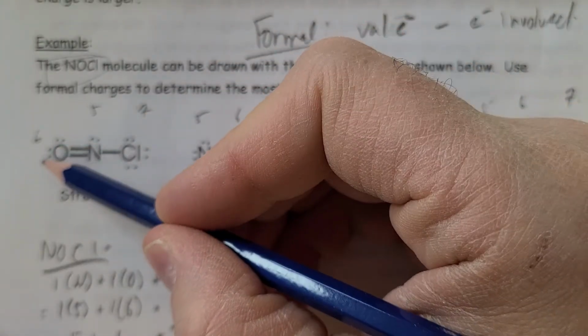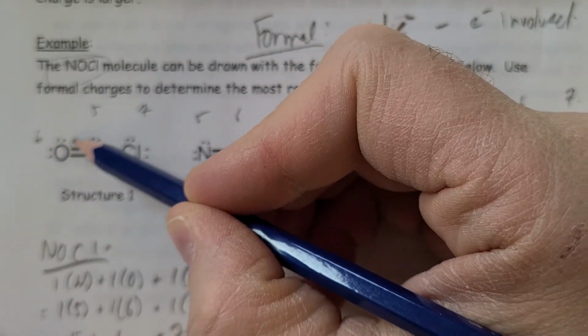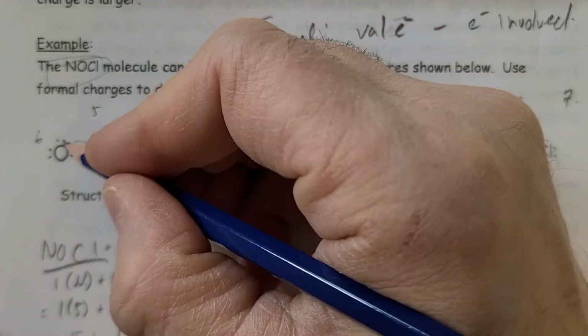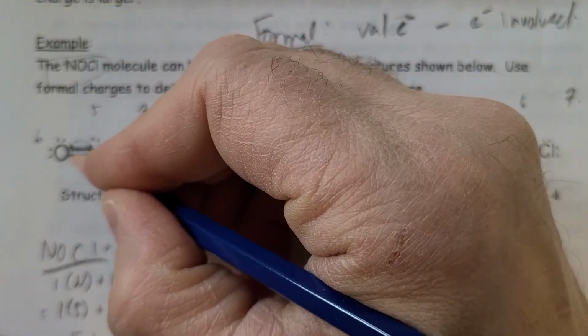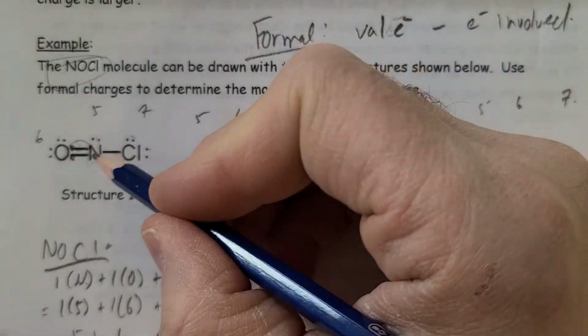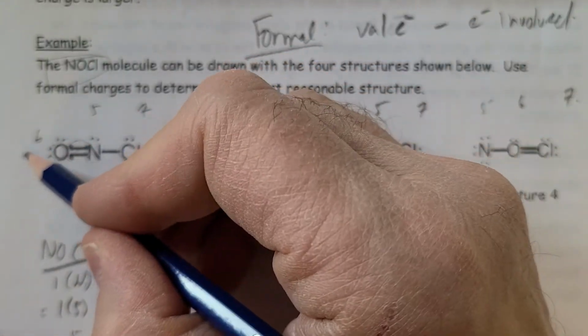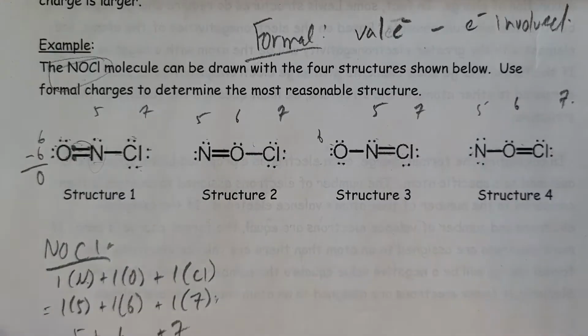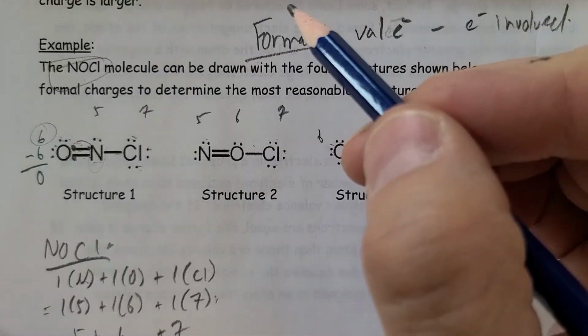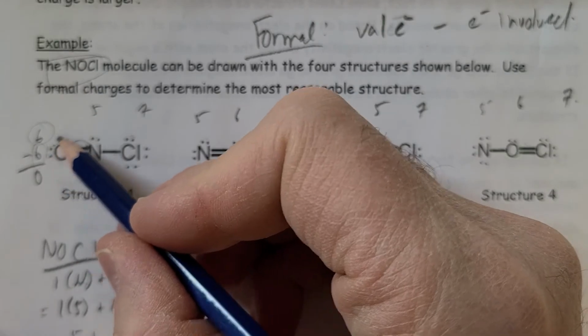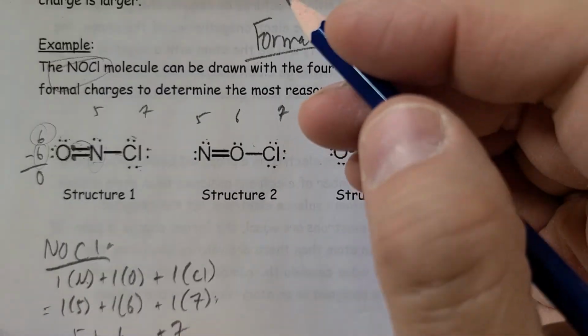This oxygen, so half of these belong to the oxygen, or think of it like this. This electron is oxygen's and this electron is oxygen's, whereas this electron is nitrogen's. So 1, 2, 3, 4, 5, 6. So 6 minus 6 is 0.